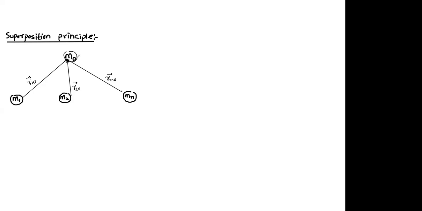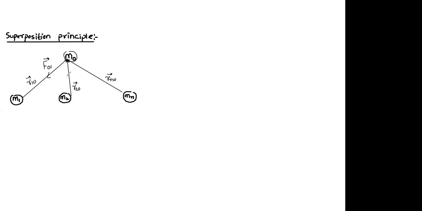You're supposed to calculate force over this mass m0 due to each individual mass. The superposition principle says first calculate force on m0 due to m1. This would be the direction of force, because m1 will attract m0 and m0 will move in the direction of m1. The name of the force we write is F01. F01 means force on mass m0 due to mass m1.